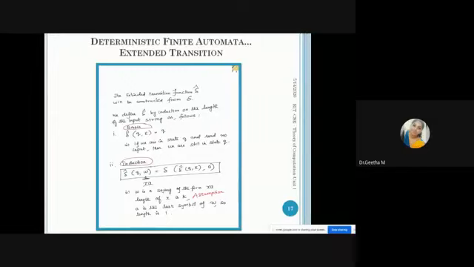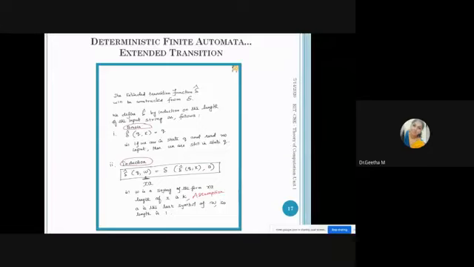Here for finding the extended transition, see the basic step. First step: δ cap of q comma epsilon. It's a generalized form, so we need not worry about what is q0, q1, or q2 and all. So in the generalized term, q belongs to capital Q, any one of your finite number of states.